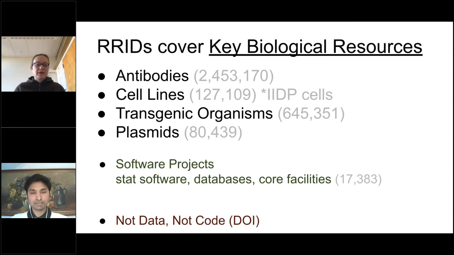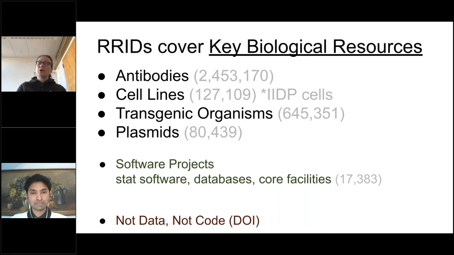So currently our IDs are for antibodies, cell lines, transgenic organisms, plasmids, and then there's a catch-all, research resources, which are software projects, databases, core facilities, and other things, and we're actually starting to move into instruments, along with a group out of Florida State University and University of Vermont. But it is not for data, and it is not for code. We have DOIs for those things, and there are proper data citations. So we will not take data or code, but we will take software projects.